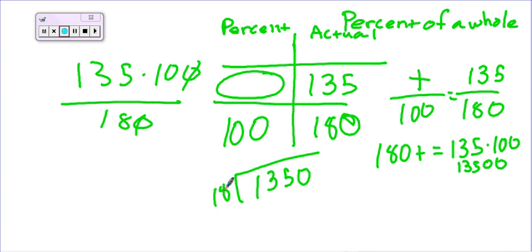Does this look hard? I'm doing this for a reason. Does this look hard right now? Because we're doing it wrong. I did this on purpose. I want you to see what we did wrong, because this is a common mistake. What did we do wrong?